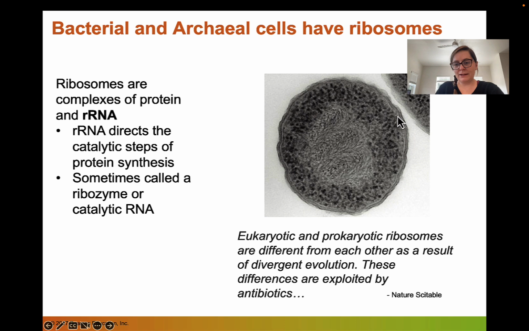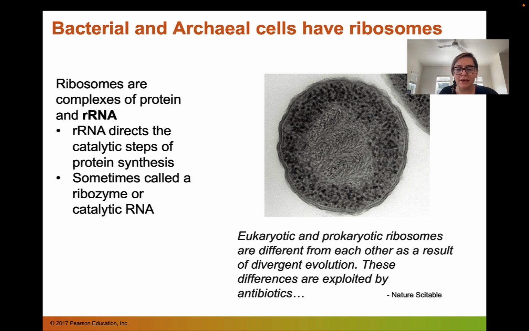Here again is that same picture of that round bacterium, and the ribosomes are depicted by these dark structures on the perimeter of the cell. What the rRNA does is direct the catalytic step of protein synthesis. Recall from the central dogma that DNA gets converted into RNA, and then the RNA gets converted into protein, so we have to link together those amino acids. And the rRNA in ribosomes is what directs that catalytic step of protein synthesis.